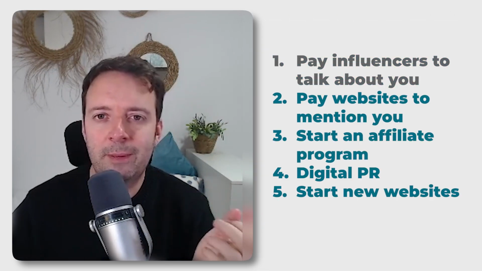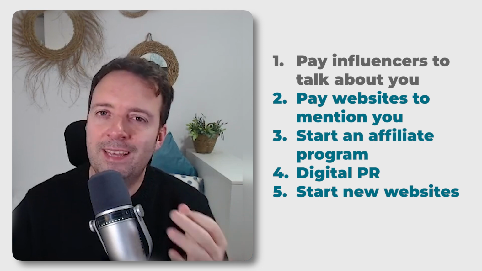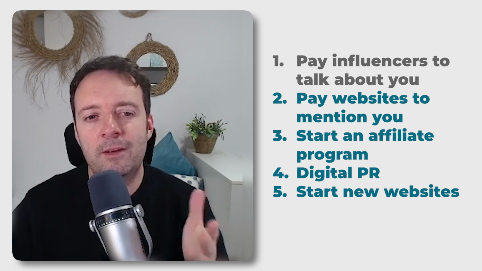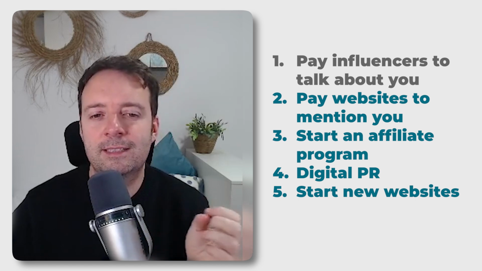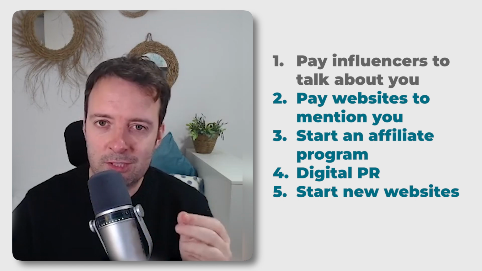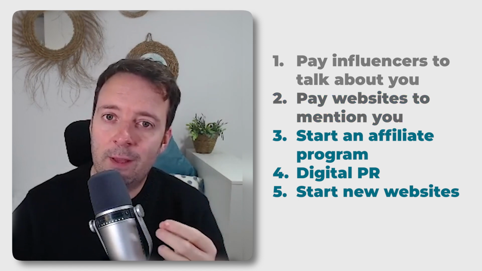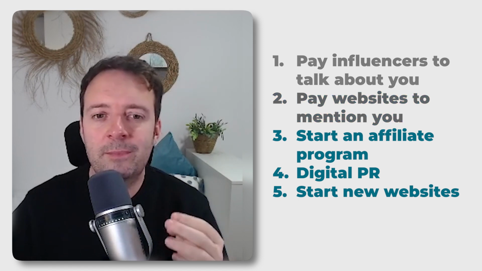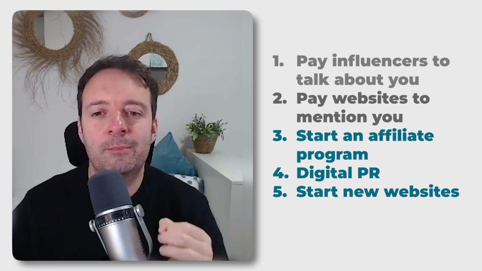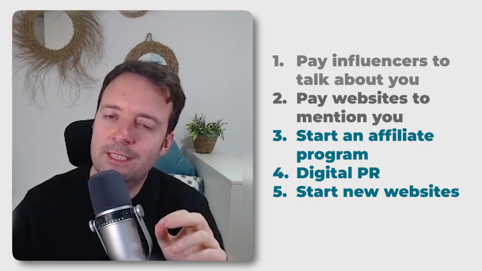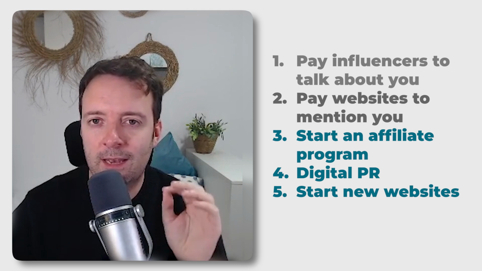Number 1, you can pay influencers to talk about you. Paying influencers can be a great way to get exposure to your brand. Find people who are already posting content in your niche and partner with them. Trust me, smaller creators would love to partner with you. Number 2, pay websites to mention you. You can also pay websites to link to you, but I don't really recommend that anymore. Google also looks at brand mentions, and links often cost quite a lot of money.